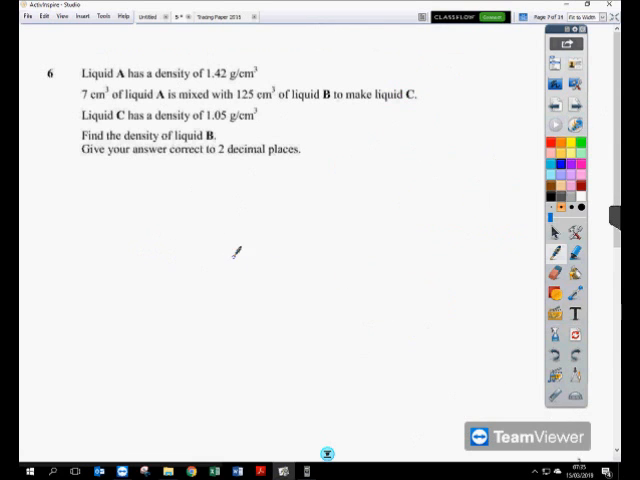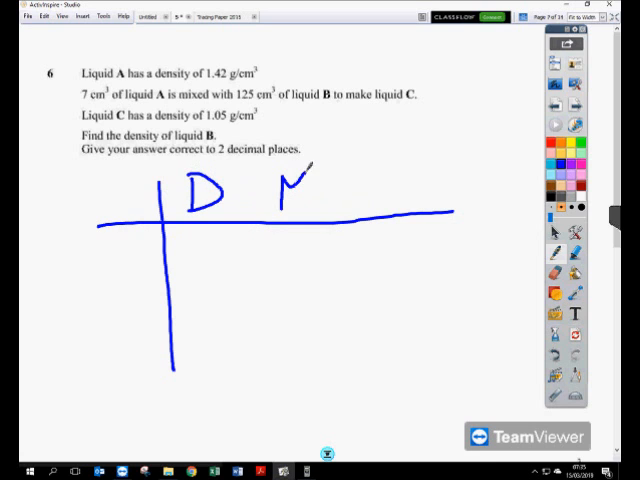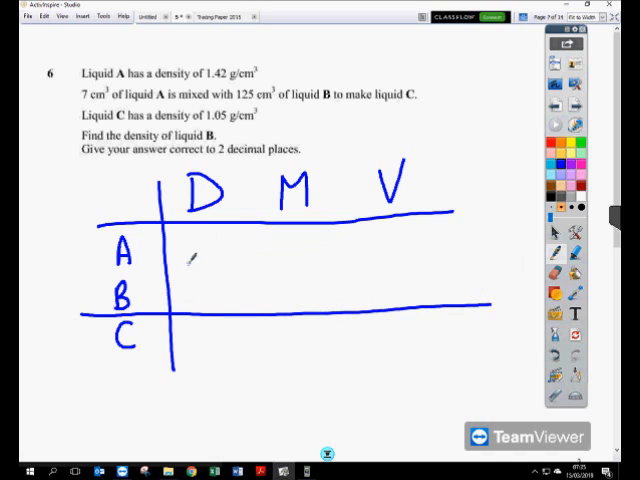Next question. So multiple densities, multiple liquids. The idea with this question is to set out your table, D, M, V, and then A, B, C down the side. A is mixed with B to make C. Okay, we'll fill in the table. So density of 1.42. 7 centimeters cubed of liquid A, that's a volume. It is mixed with 125 centimeters cubed of B, that's that one. So these two add together to make 132. These two, A and B, are added together to make C.